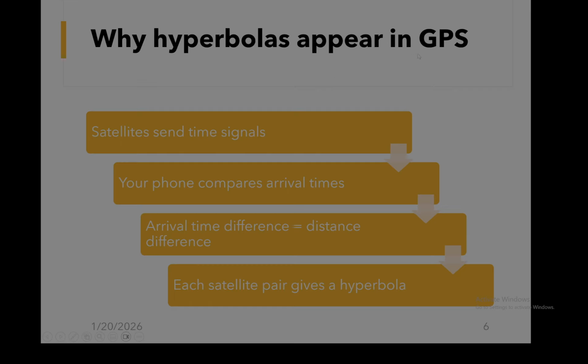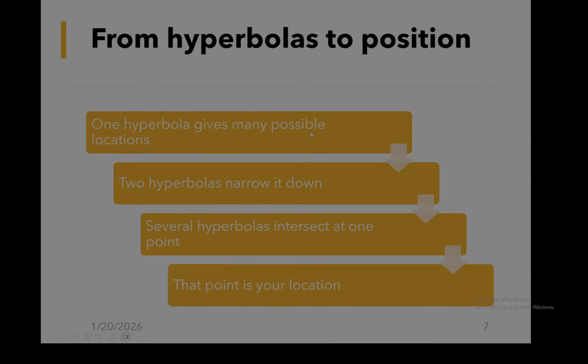Okay, why does hyperbola appear in GPS? Because every satellite sends a time signal. Your phone compares arrival times. Arrival time difference equals distance difference. So each satellite pair gives a hyperbola. We will explain that later on.